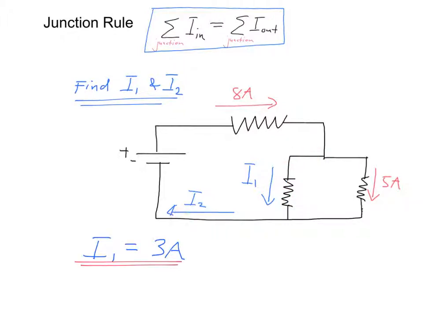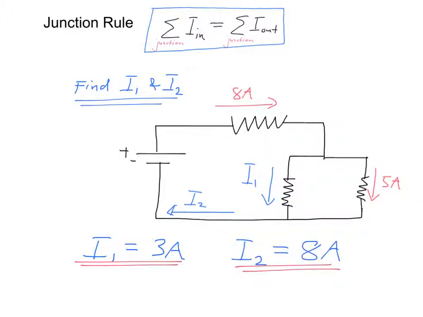Now what about I2? Well, we've got 5 amps coming this way and going into this junction, 3 more amps going into that junction, so 8 amps going into this junction. So 8 amps must leave that junction, so I2 must be 8 amps.